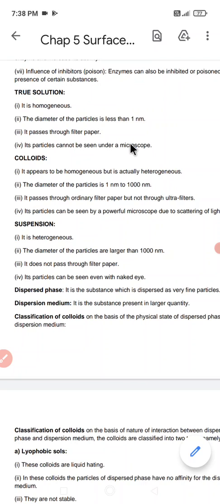So all these properties together add up to the properties of a true solution. So what are the properties? The first property is that it is a homogeneous mixture. Diameter of the particle is less than 1 nanometer. It passes through the filter paper because these particles cannot be seen by your normal eyes. And the next important property is that its particles cannot be seen even under a microscope.